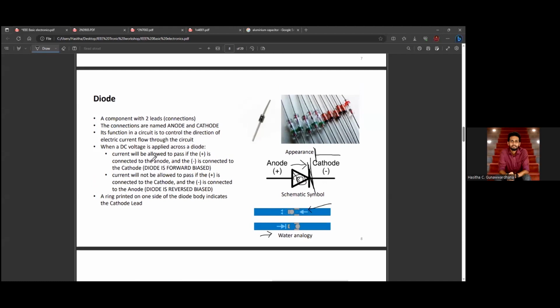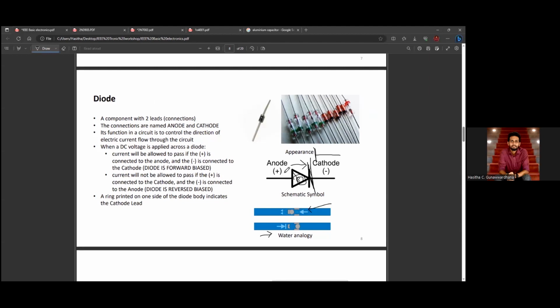So if we have to use a diode in our circuit, there are two main things to consider. One is the allowable current. I will come into that in the later part, how to select and other things. The other thing is what is the maximum reverse voltage.